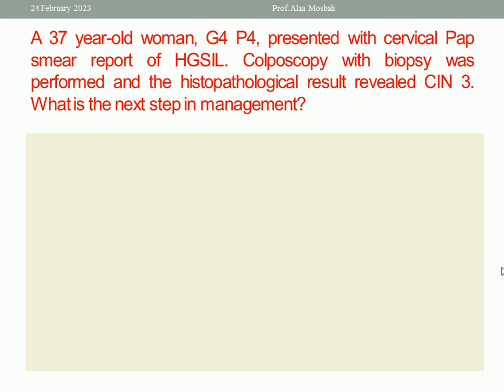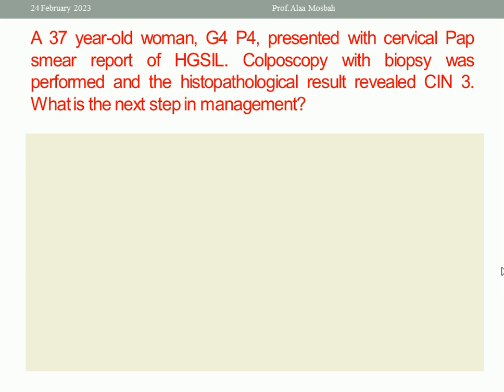A 37-year-old woman, gravida 4 para 4, presented with a cervical Pap smear report of high-grade squamous intraepithelial lesion. Colposcopy with biopsy was performed, and the histopathological result revealed CIN3. What is the next step in management?